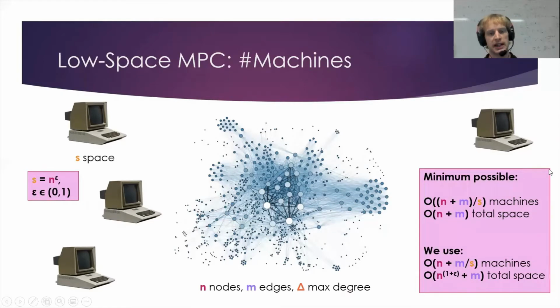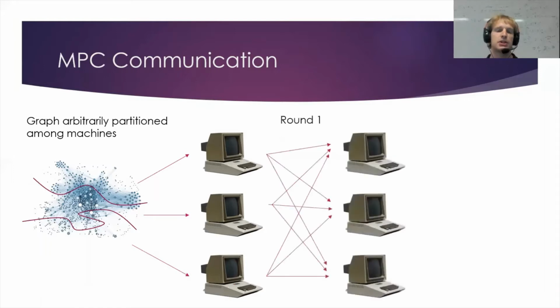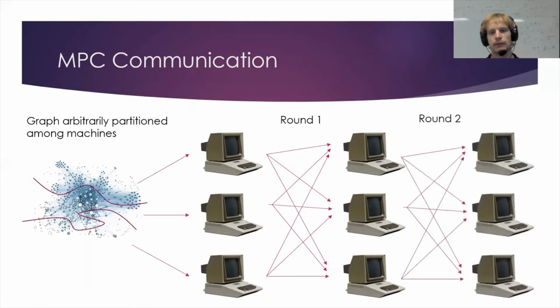Okay, how does an MPC algorithm proceed? Well, to start off with, we get our input graph partitioned arbitrarily among the space on our machines. And then each machine can do some computation on the local data that's stored on it. Then we have a communication round where each machine can send messages to any or all of the other machines. Then again, they can do some computation on the information they have now. And then we have another communication round and so on.